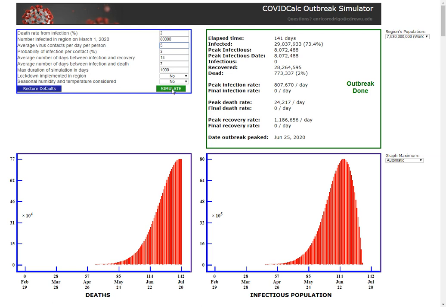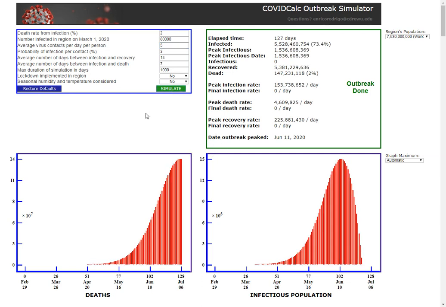Here we go. All right, doesn't look good. Worldwide, 147 million dead. I don't know what to say. But it's exactly what you'd expect. If the virus went worldwide and has a 2% death rate, then 2% of the people would die. And that seems to be exactly what the simulation is saying.